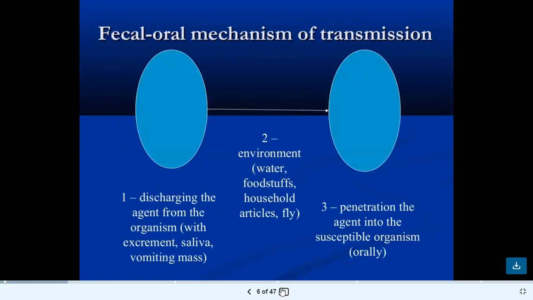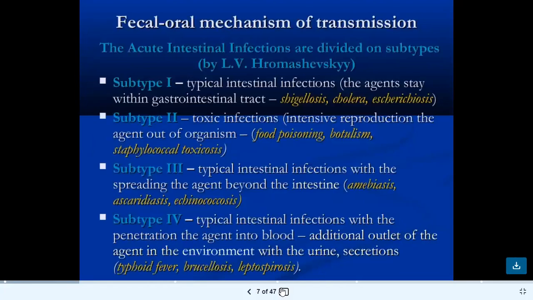Fecal-oral mechanism of transmission. First, discharging the agent from the organism with excrement, saliva, and vomit masses. Second is the environment: water, foodstuffs, household articles, and flies. Third, penetration of the agent into the susceptible organism, that is orally. Now let's talk in detail about the fecal-oral mechanism of transmission.